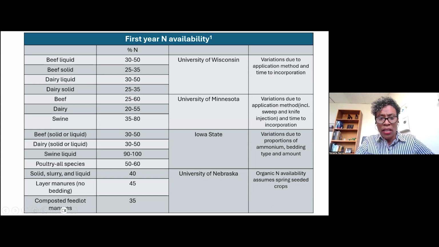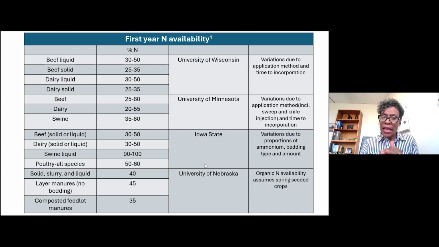What I did here is basically pull together what different universities have put out in terms of the availability of nitrogen in that first year. And I did that to show you a couple of things, right? So when we see these numbers, and by the way, for Wisconsin, these numbers are presented in what we call the A2809. That's just the number we gave to our nutrient application guidelines, right, for the state of Wisconsin. So when you look in there, you see a bunch of numbers for first year nitrogen availability.